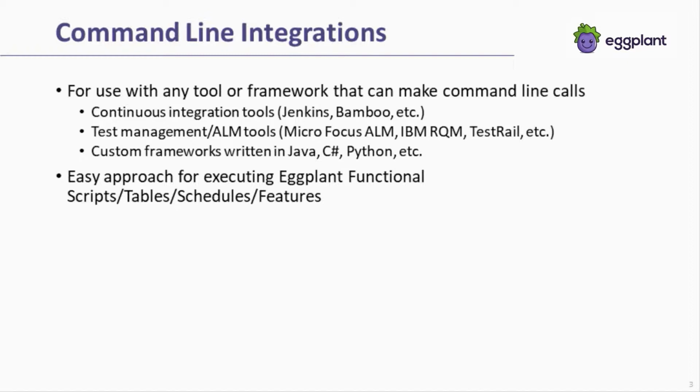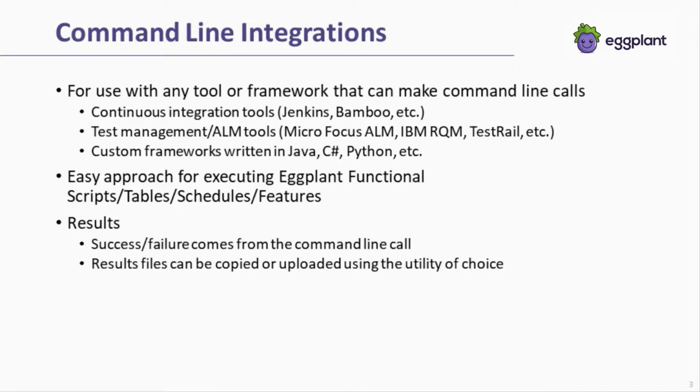and features. Command line executions include console output that can sometimes be redirected by the application that is making the command line call. When the command line call finishes execution, it returns an exit code, informing the application whether the call was successful. Once the execution finishes, there's a set of results that can be copied or uploaded to the desired location.